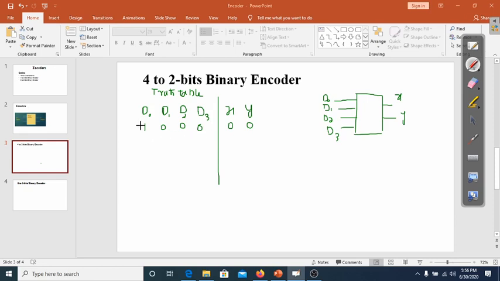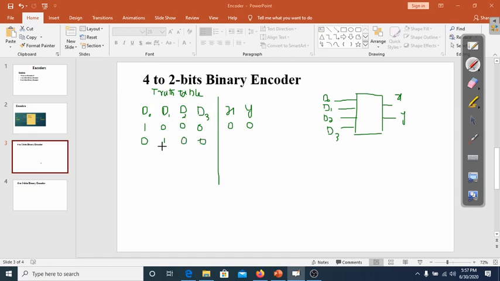It will work this way: only one input at a time should be active high, and the others should be active low. So in the first case, D0 is active high, and D1, D2 and D3 are active low. So I will assign this binary code, X equal to 0 and Y equal to 0. Next, D0 is active low, D1 is active high, D2 is active low, D3 is active low.